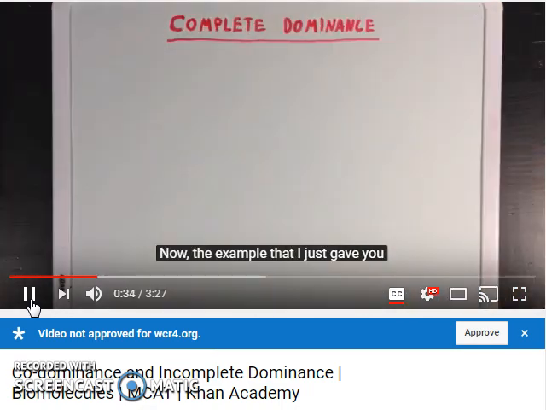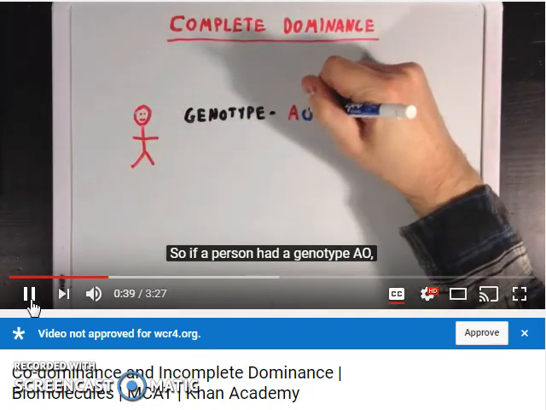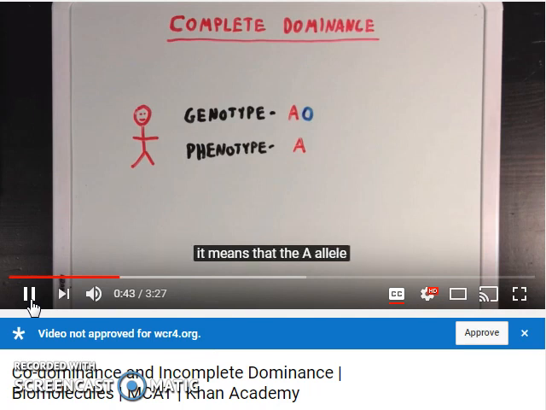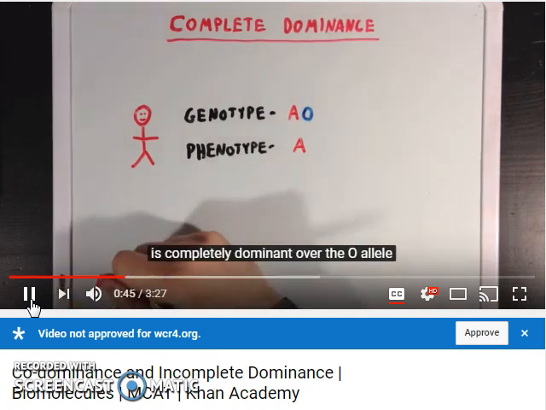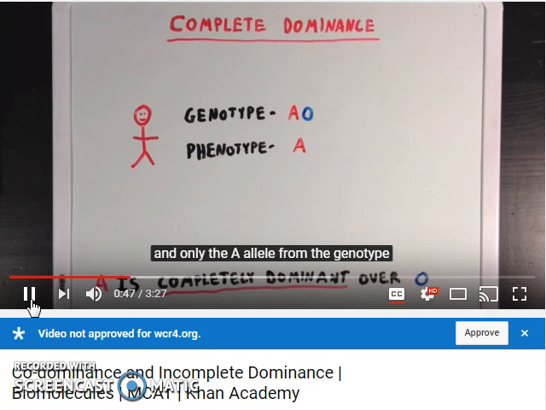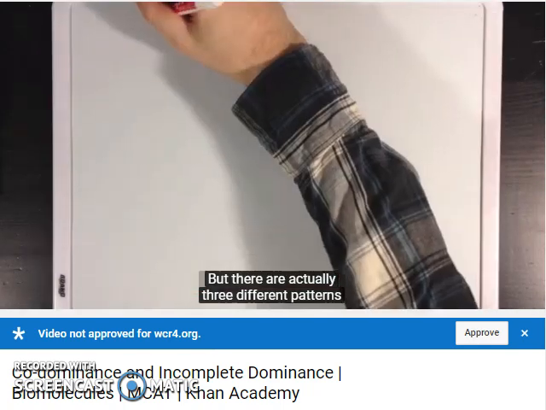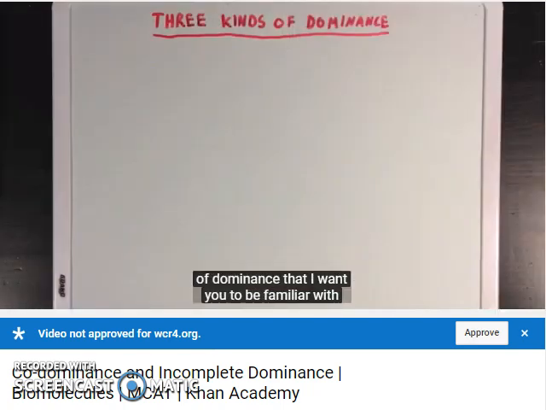Now, the example that I just gave you was an example of complete dominance. If the person had a genotype AO, since our phenotype is just blood type A, it means that the A allele is completely dominant over the O allele, and only the A allele from the genotype is expressed in the phenotype. But there are actually three different patterns of dominance that I want you to be familiar with.